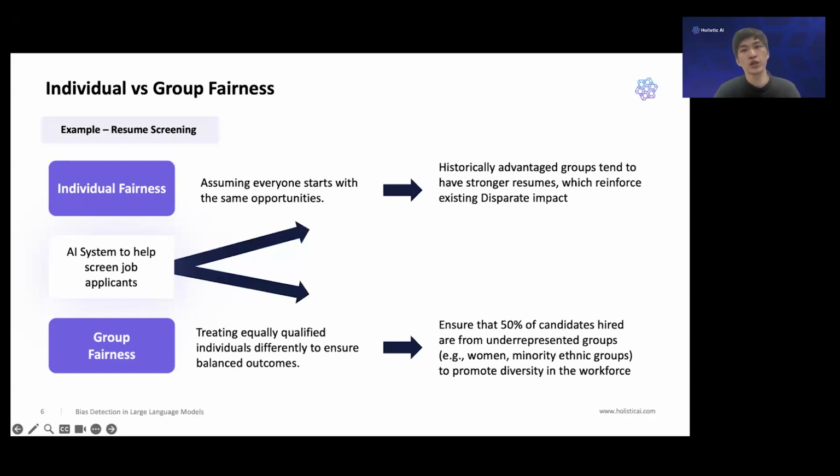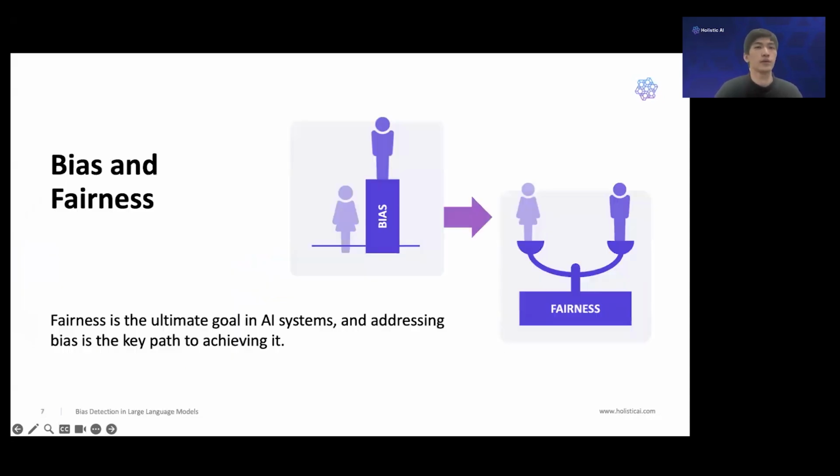And this may involve treating equally qualified individuals differently to achieve a balanced outcome, which can promote diversity, but might compromise the idea of treating every individual equally.